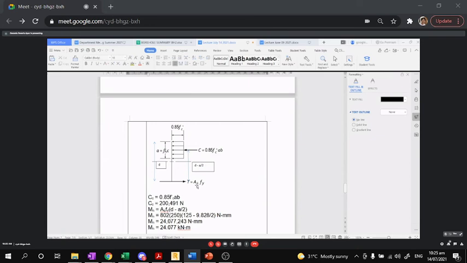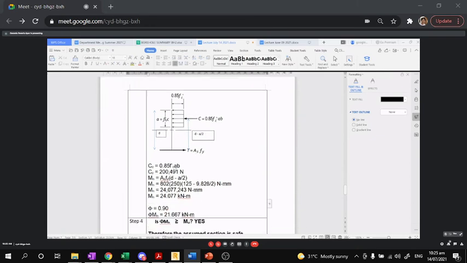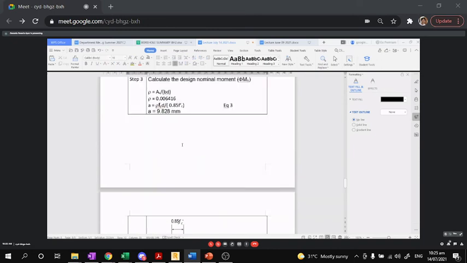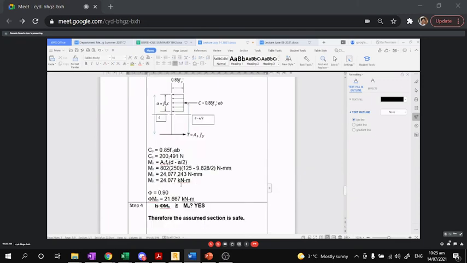C is equal to T. So I can calculate CC in this formula. So CC is 200.491. This is also equivalent to AS Fy. Okay. Now, to calculate the moment, because these two are equal forces but not collinear with each other, meaning there is a couple formed here, and that couple is the moment or the capacity of the section. We call that Mn.